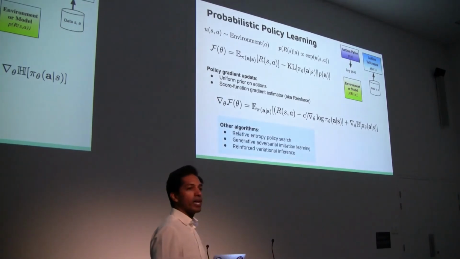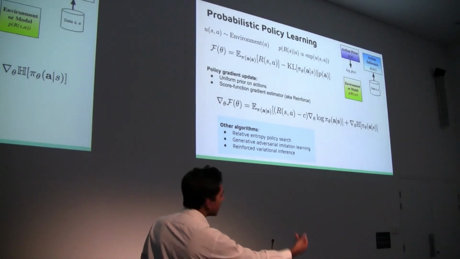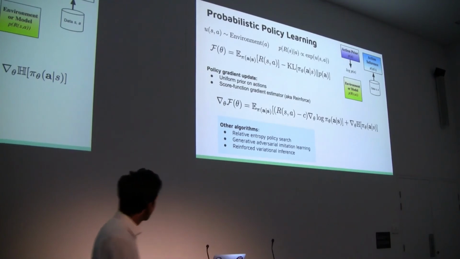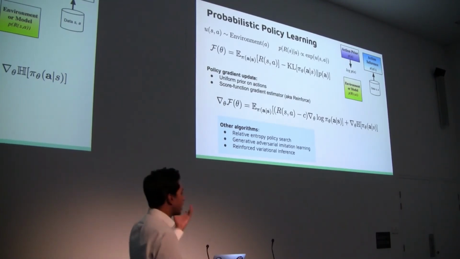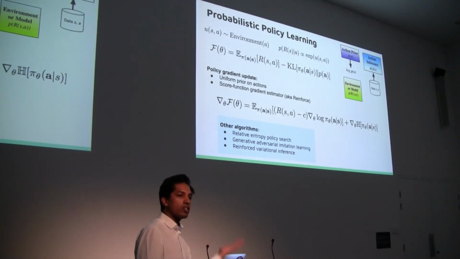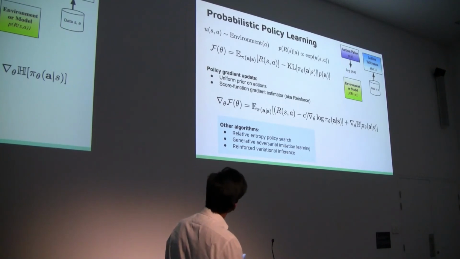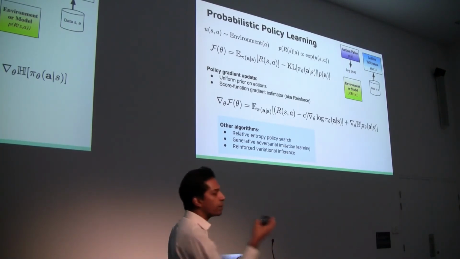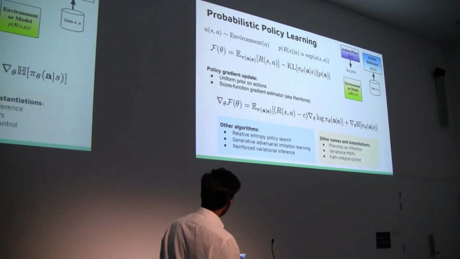So there are many other ways of thinking about generative models in the space of policy learning. If you know algorithms like relative entropy policy search, you'll be able to derive an EM algorithm from this same framework. There's a lot of work now connecting adversarial learning to imitation learning that was presented yesterday at the workshop. Reinforced variational inference is another kind of framework for thinking about how policy learning fits in.